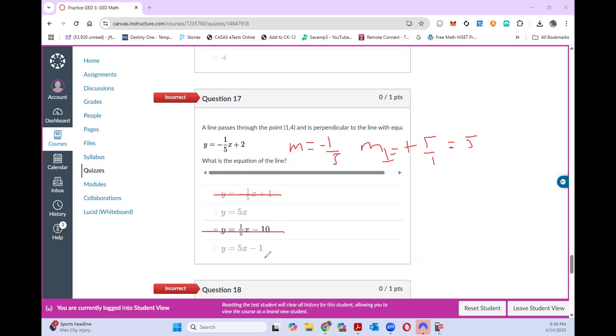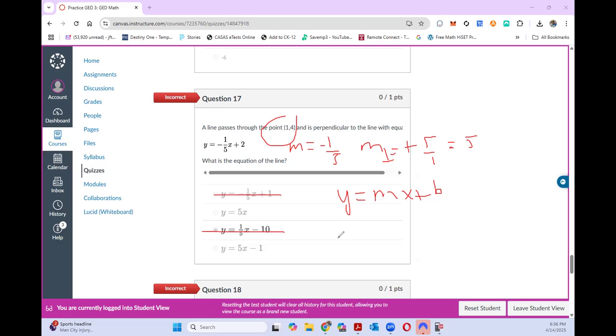y equals 5x. Now, so I got a point. So y equals mx plus b. I'm going to use that point. y is what? You say y is 5? No, no. The point is... what's y? Wait a minute. Up there is 2. No, what I'm doing is wrong.